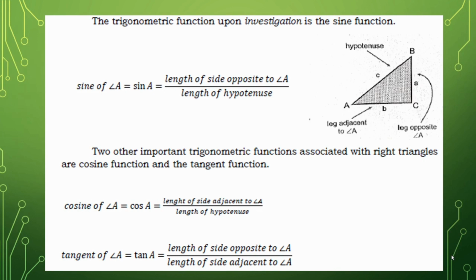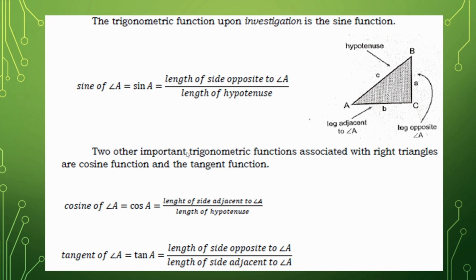So what are the trigonometric functions? Upon investigation, the first is the sine function. We must have the right angle. Opposite the right angle, that side is the hypotenuse, which is the longest side. Then we have the side opposite angle A, which is side A, and the adjacent side of angle A, which is side B. For us to get the sine of angle A, sine A is equal to the length of the side opposite angle A over the length of the hypotenuse.